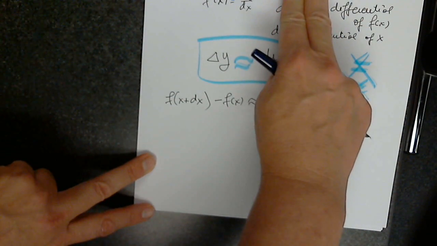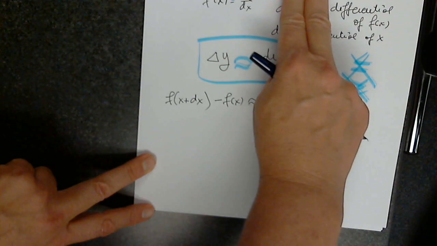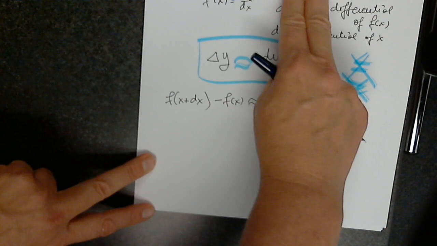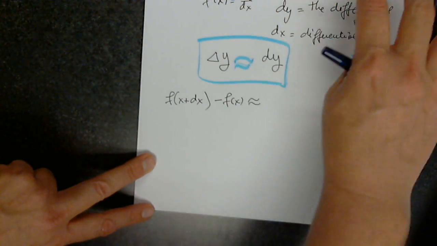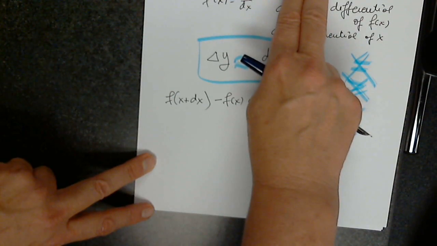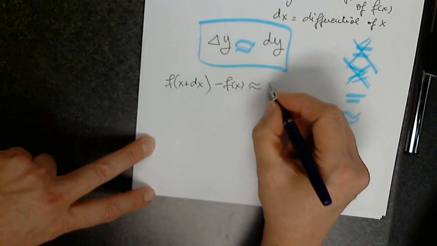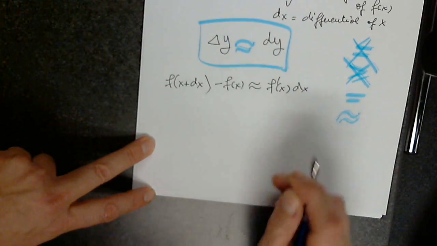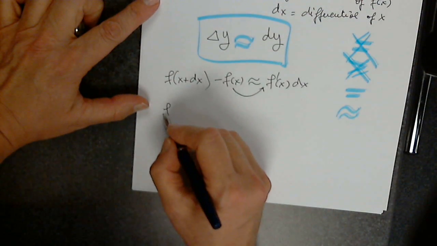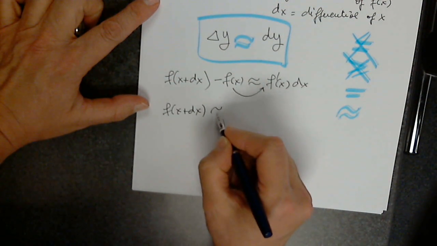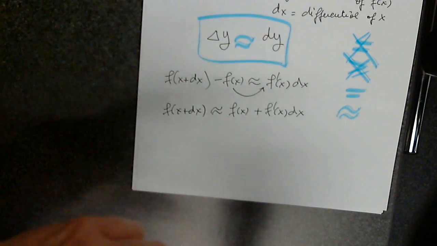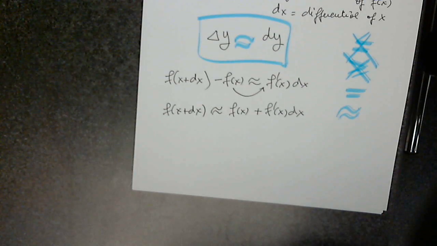How much is dy? Cross multiply and solve for dy. So it's f prime over 1 equals dy over dx. So what should dy equal to? f prime of x dx. Very good. One last step. I'm moving f of x. So f of x plus dx is approximately f of x plus f prime of x dx. Does this resemble anything?